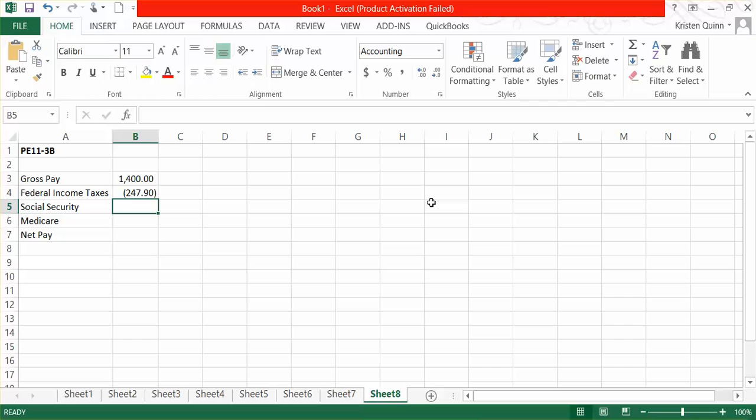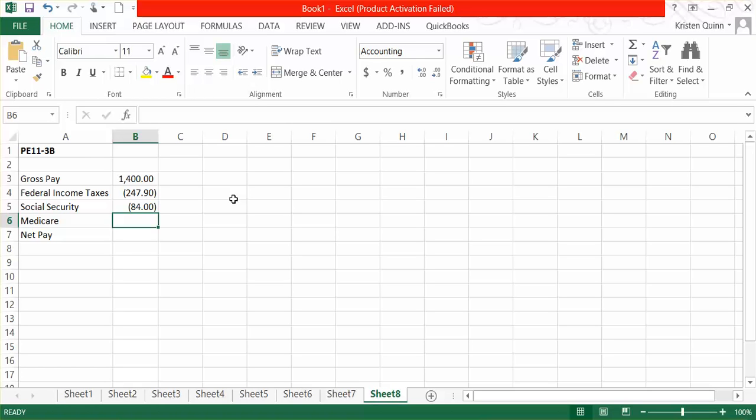We also have to subtract away for Medicare. Medicare is 1.5% on, again, total gross earnings for that pay period. So we would take the $1,400 in gross earnings and multiply it by 1.5%. Meaning we would subtract away $21 from Todd's paycheck for Medicare.